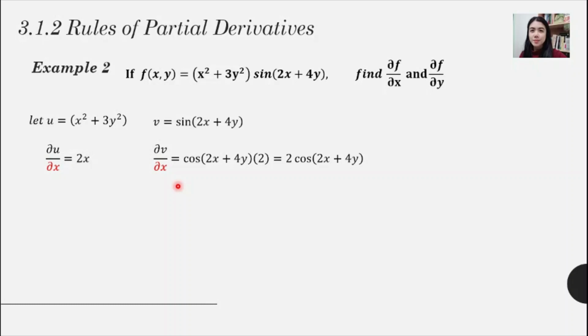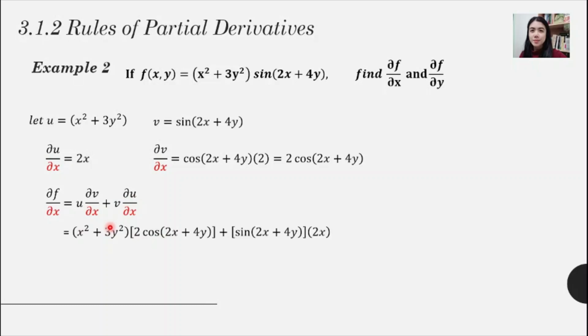Now let's just look at the formula. So del f del x is equal to u del v del x plus v del u del x. Okay. So now what you have to do is just do the substitution. Substitute the u. The u is x squared plus 3y squared. Substitute here, and substitute del v del x.